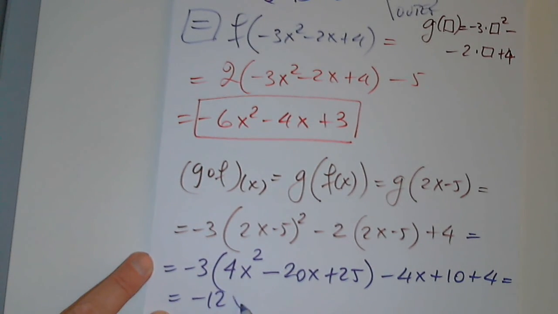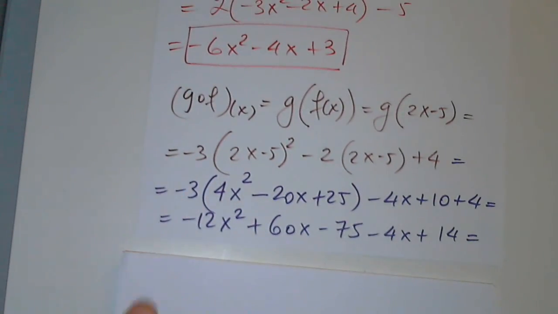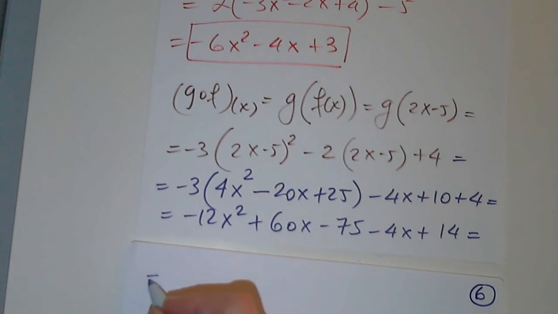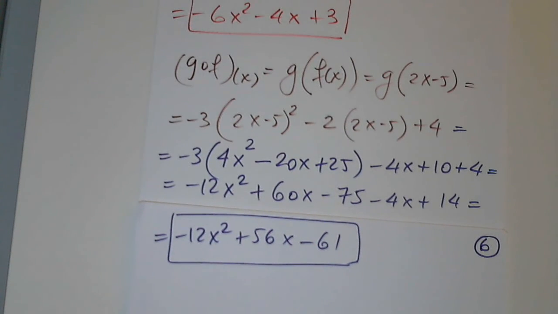And then I get negative 12x squared and plus 60x. I think 75. It's 75 and minus 4x and plus 14. Negative 12x squared, and I think that this is plus 56x, and this is negative, is it 61? Correct my mistakes at any point in time. And even if you're wrong, I'd rather go back and check if there is any doubt. So this is the function composition of g comma f.